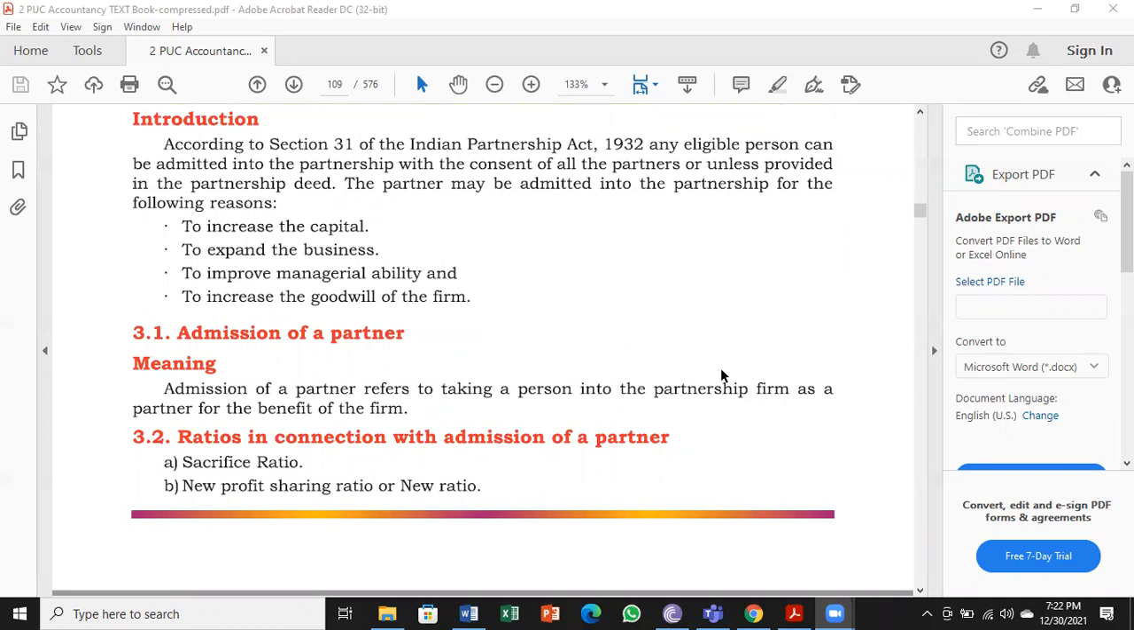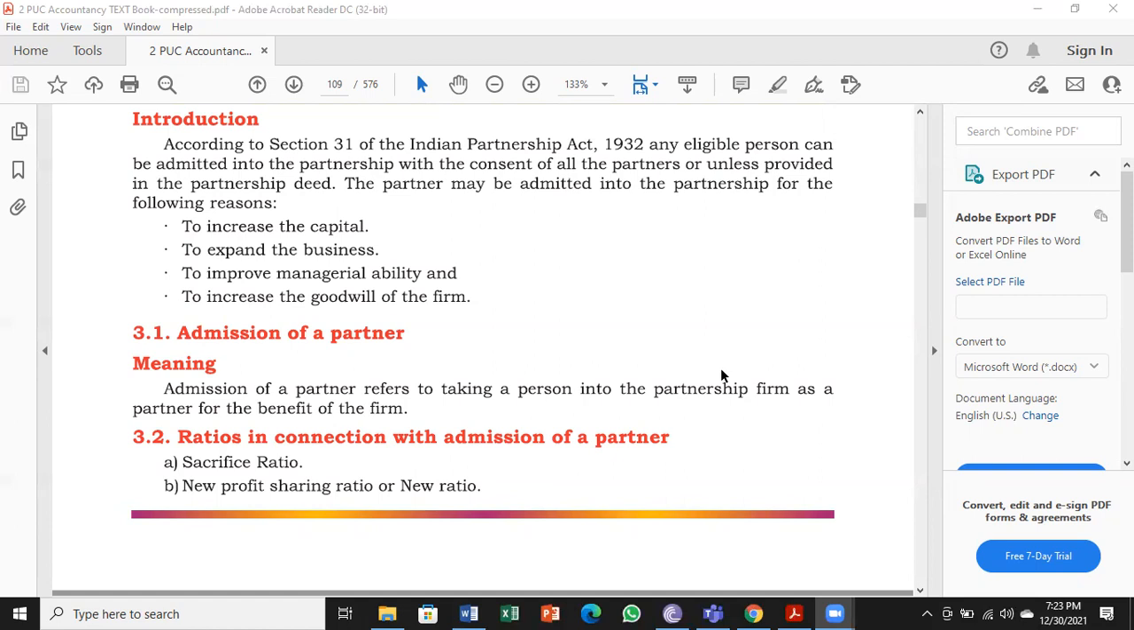Suppose two partners are there, A and B, who are equal partners. If they are equal partners, the ratio is 1:1, or we say 1/2, 1/2, half. Half means 50%. 50% profit for A, 50% profit for B. That is the existing profit sharing ratio. Suppose C enters the business, and there is also equal partnership in the future. That means for A, B, C, the ratio will be 1:1:1. That becomes 1/3, 1/3, 1/3. If you make it 1/3, the percentage will be 33.33.